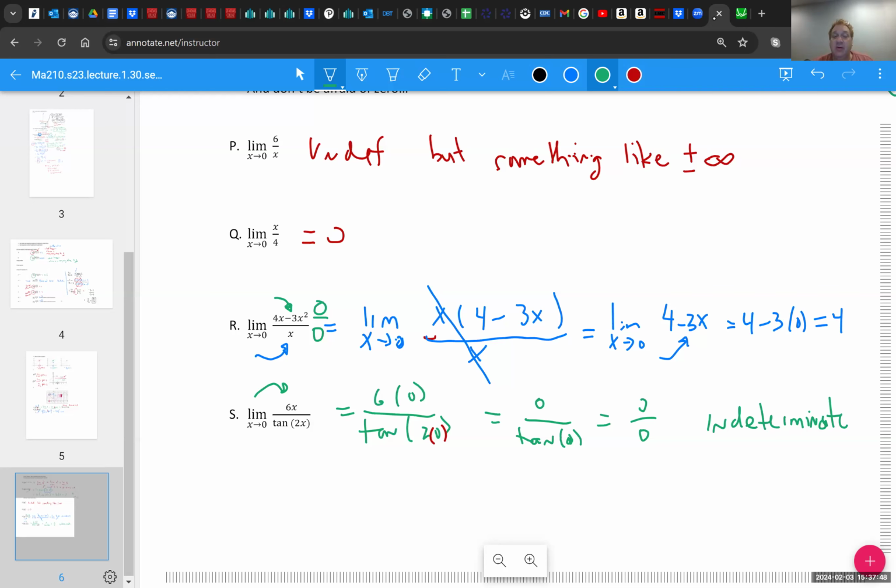So don't be afraid of 0. We could use some fancy formulas to help us simplify this. We don't know them yet because we haven't done chapter 3. So what I would do is put this into my calculator and use a table or a graph to try to figure out what 6x divided by tangent 2x is when x is very, very close to 0. I'm going to try that and see what you get. And you can always email me if you want to check your answer.